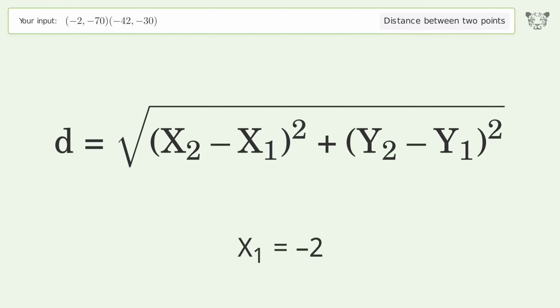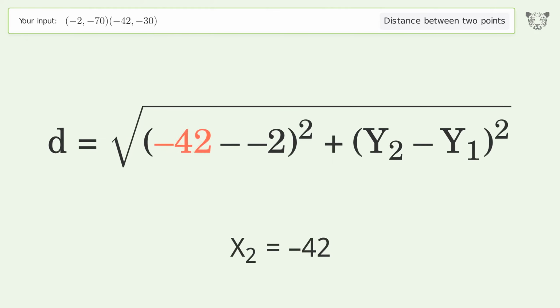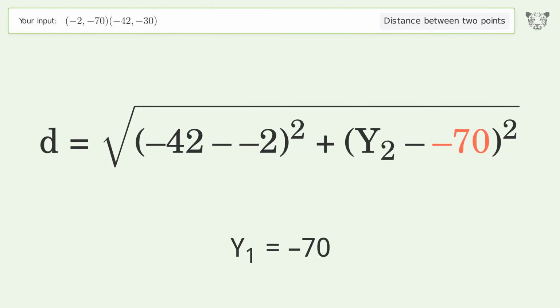x1 equals -2. x2 equals -42. y1 equals -70. y2 equals -30.